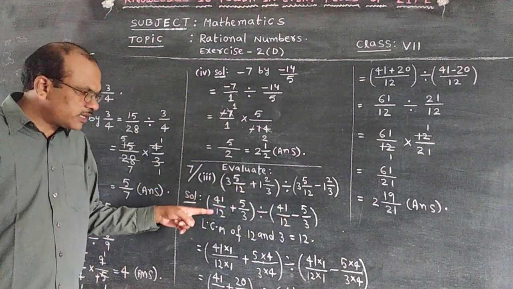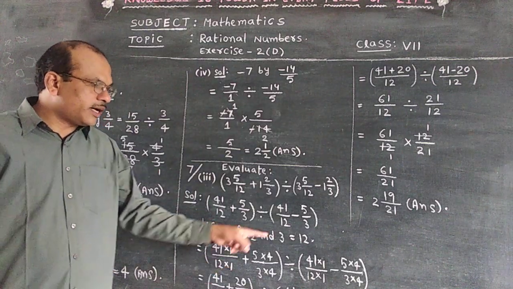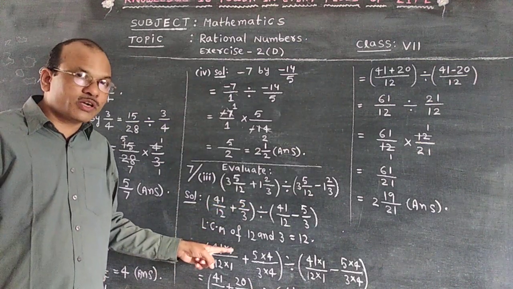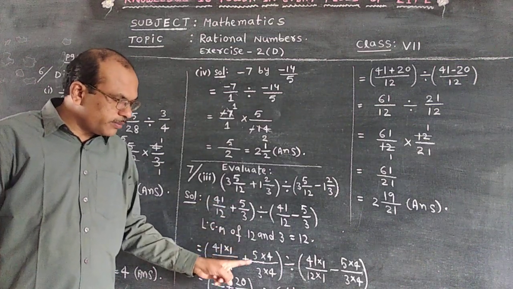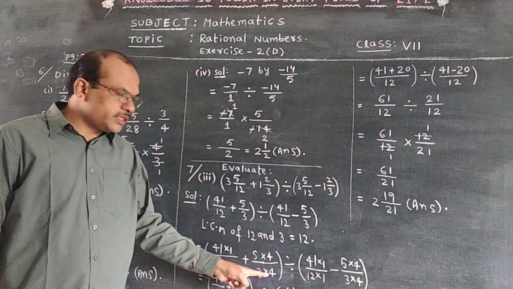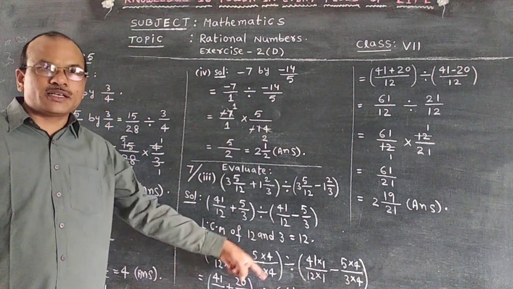See here, 41 by 12 is taken. 12 once is only our LCM 12. So 41 also should be multiplied with 1 only. Plus symbol. 5 by 3 is written, 5 by 3. 3 4s are 12, our LCM. When 4 is required in the denominator, the same 4 I have to write in the numerator also.